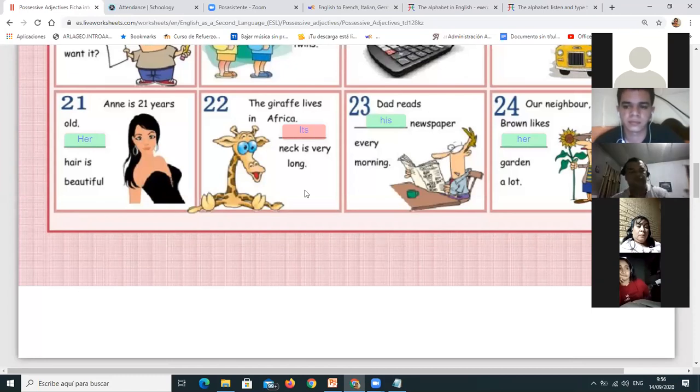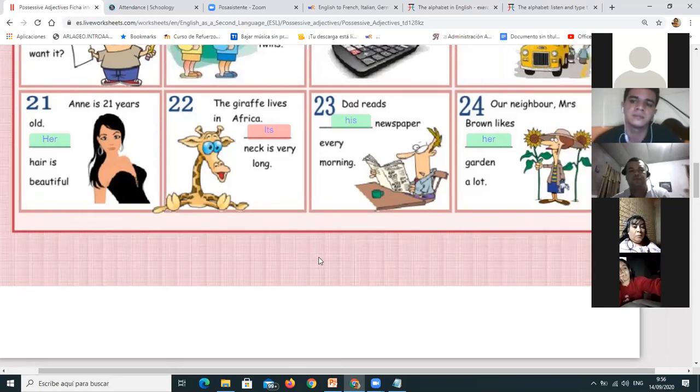However, in this case, we are talking about one giraffe. Estamos hablando de una jirafa, así que it's. Podemos utilizar it's, porque solo estamos hablando de una. Pero ya si hablamos de muchas, de todas las jirafas, ahí sí vamos a poder utilizar their. Their neck is very long.